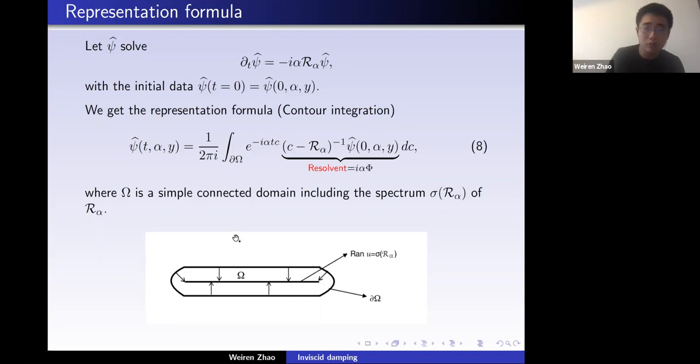This is the range of U, and this is the omega, so that all the spectrum of this R alpha is contained in this omega. Of course, we can assume that this R alpha only has continuous spectrum. So it means that we only take the contour in this narrow range, the very epsilon neighborhood of this continuous spectrum range of U. Okay, this is the first one.